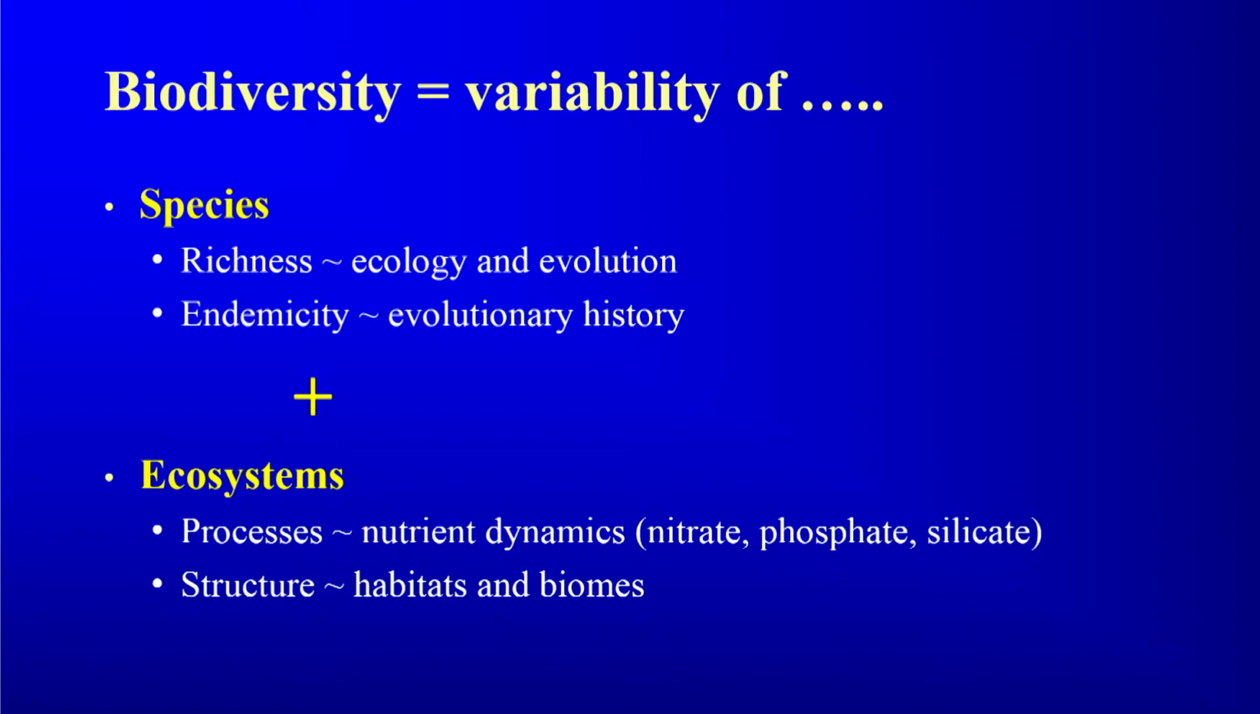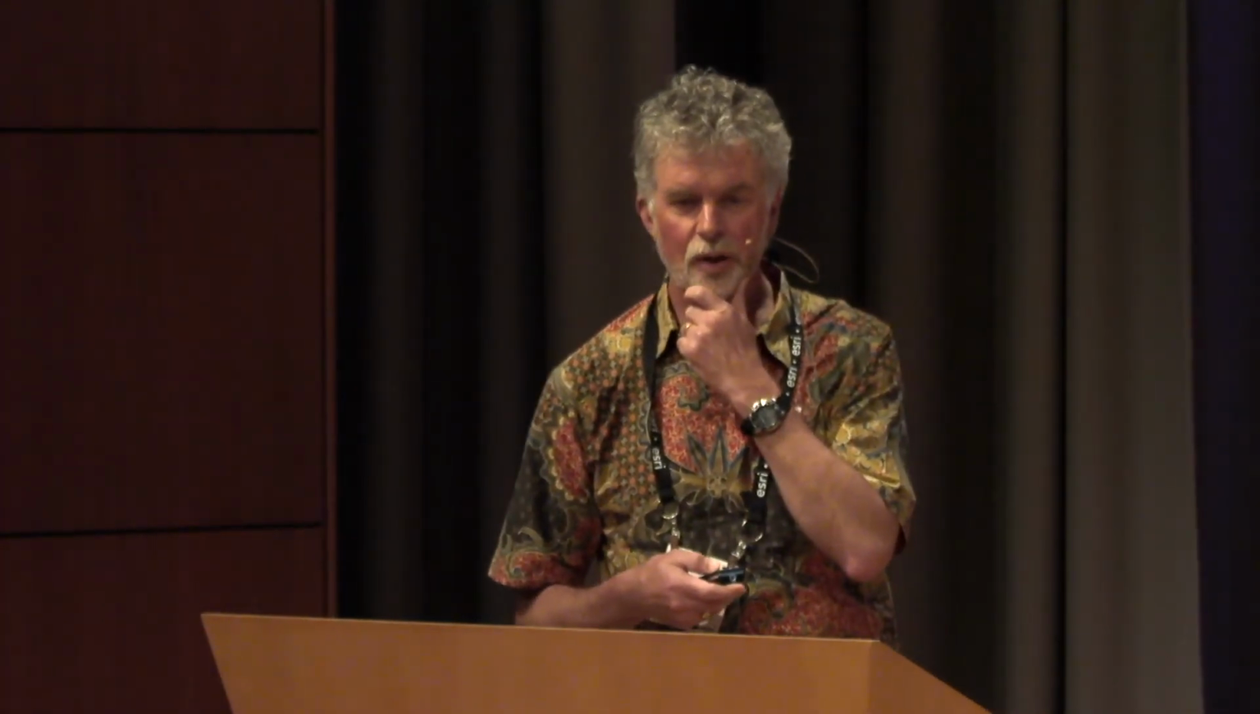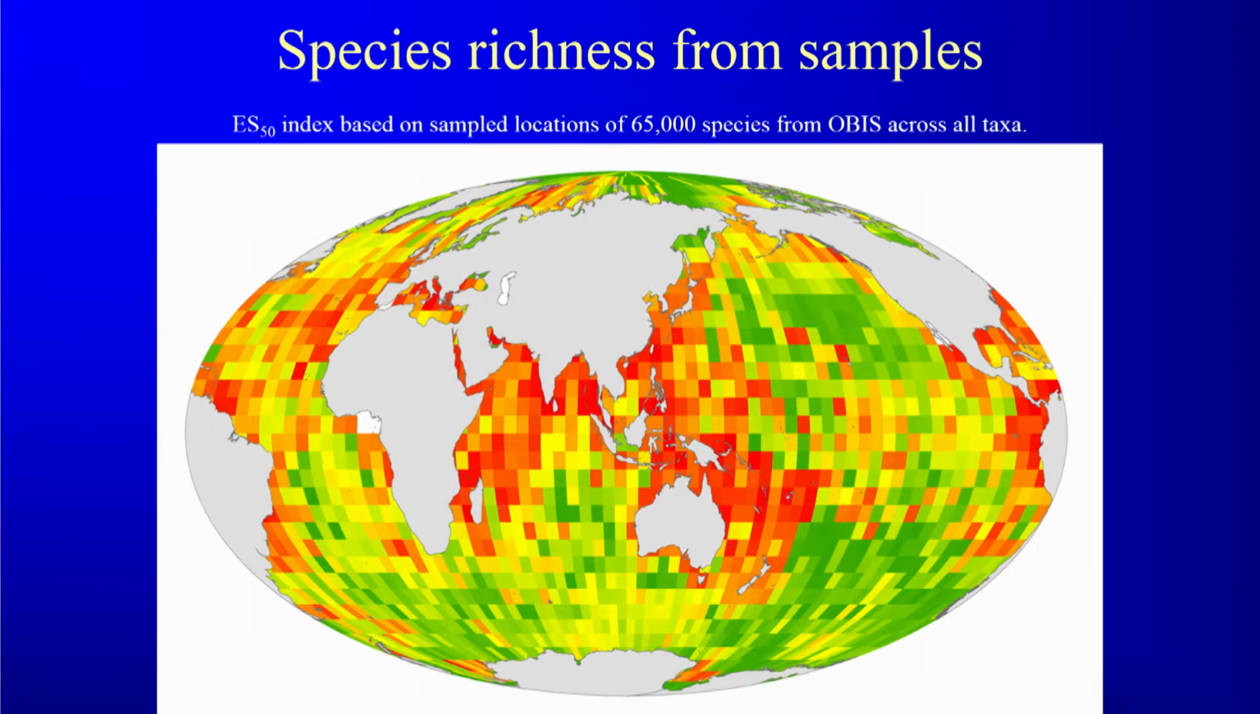But also we want to include ecosystems. So how do we include ecosystems? Well, we can now use the ecological marine units, which include nitrate, phosphate, and silicate, and we can start looking at structure with a combination of the other variables. So the global pattern of species richness, if we look at actual observations that are available in the Ocean Biogeographic Information System, a database I downloaded and cleaned up a few years ago, and I've calculated an index to try and adjust for sampling effort, you can see that most species are in the red, in the tropics and in coastal areas.